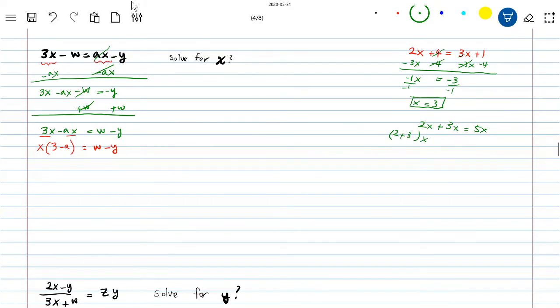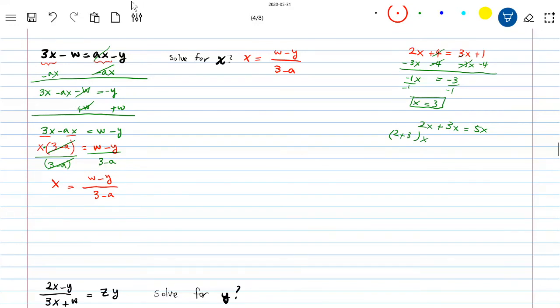Now I can get rid of 3 minus a, since there is multiplication here. I can divide both sides by 3 minus a. By doing that, these two will cancel. And I've solved for x. I've singled out x, or isolated x, however you want to call it. You see the right-hand side does not have any x in it. It only depends on other variables. So x equals w minus y divided by 3 minus a.